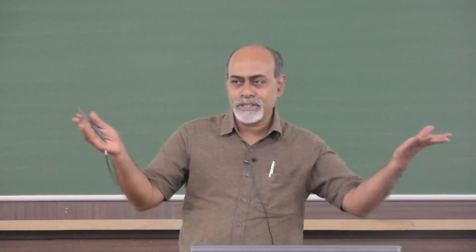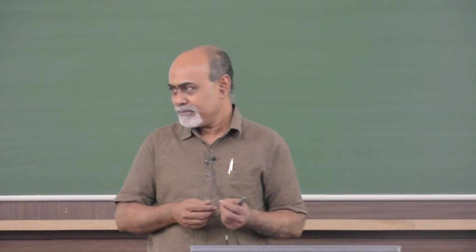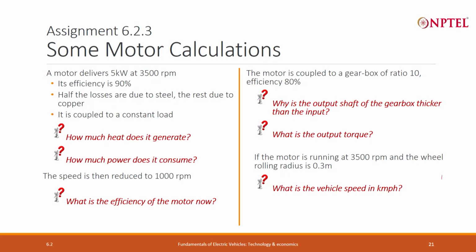We are not talking about gearboxes in general in the world, but in an electric vehicle if I am using a gearbox, then the output shaft is thicker than the input, and I want you to figure out why it is so and also calculate what the output torque of the gearbox is. And if this motor is running at 3500 rpm and after connecting with the gearbox as described above, if I connect the output shaft to a wheel whose radius is 0.3 meters, what will be the speed of the vehicle?